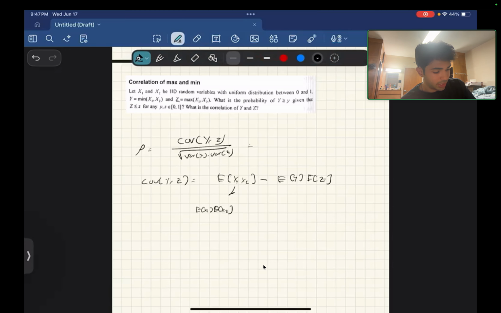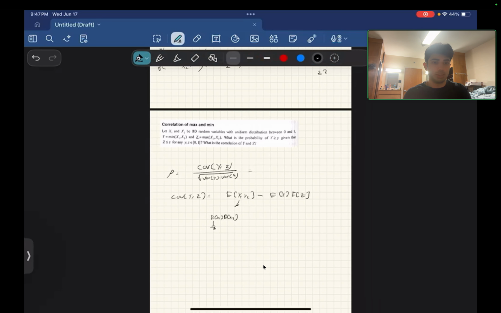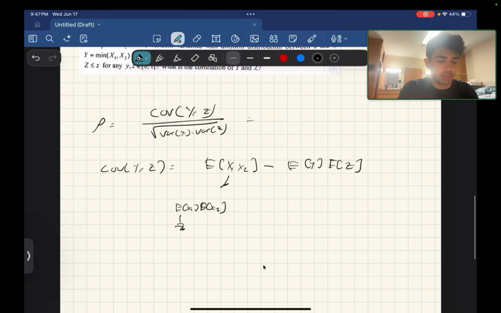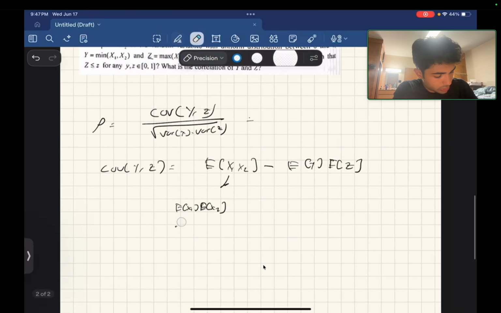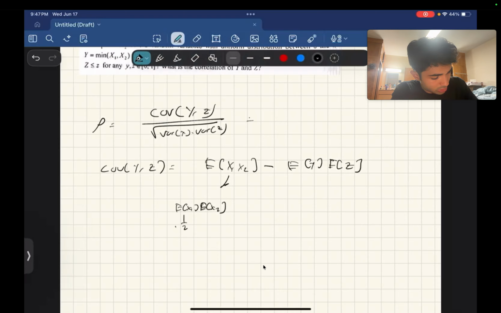The expectation of x1 is 1/2 because if you're between 0 and 1, the expected value you're going to fall on is the halfway mark. I forgot the PMF or the PDF of that, but yeah. So that's the first part.